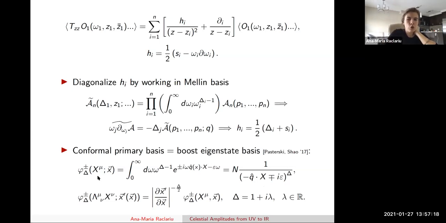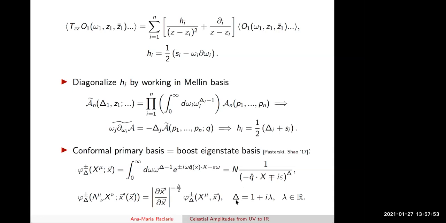And in order to construct celestial amplitudes, one can alternatively just take the inverse Fourier transform of the momentum space amplitude or the position space amplitude, and integrate it against these wave functions. And this is how one gets to this expression more formally. Moreover, by construction, they transform as conformal primaries under the global SL2C, so the Lorentz group.